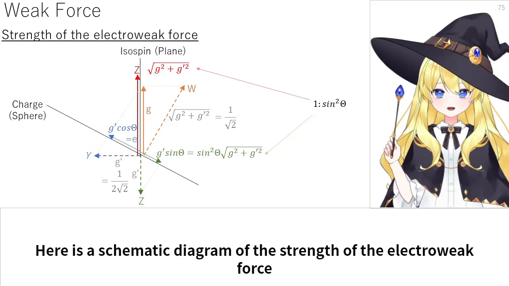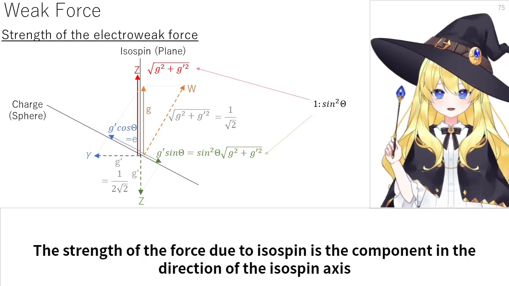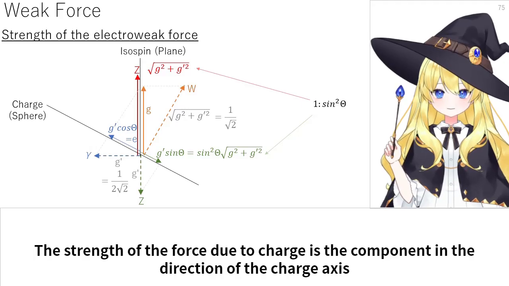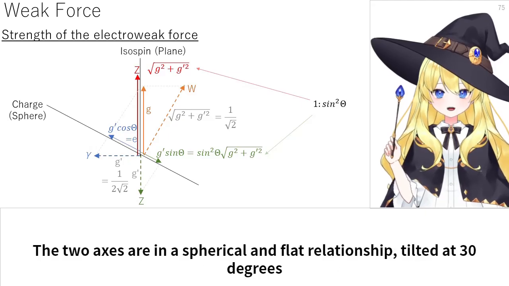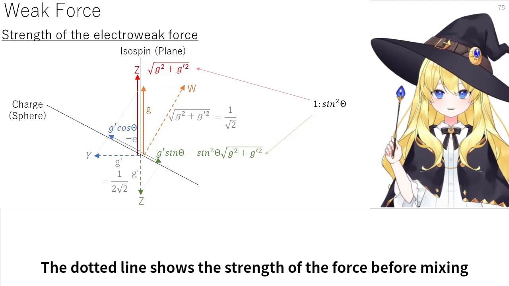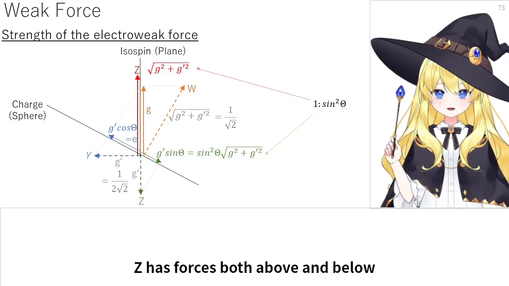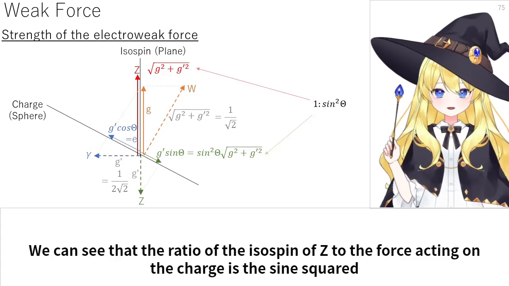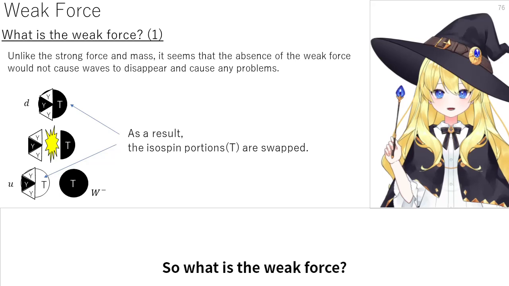Here is a schematic diagram of the strength of the electroweak force. The strength of the force due to isospin is the component in the direction of the isospin axis. The strength of the force due to charge is the component in the direction of the charge axis. The two axes are in a spherical and flat relationship, tilted at 30 degrees. The dotted line shows the strength of the force before mixing. Z has forces both above and below. We can see that the ratio of the isospin of Z to the force acting on the charge is the sine squared.